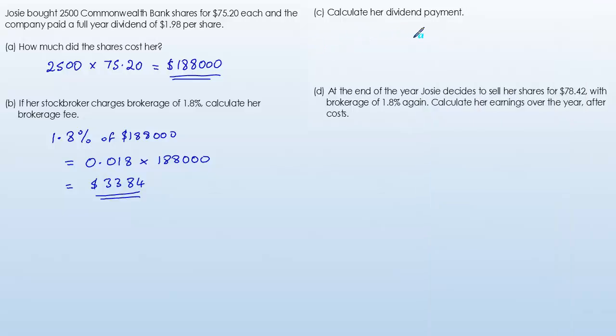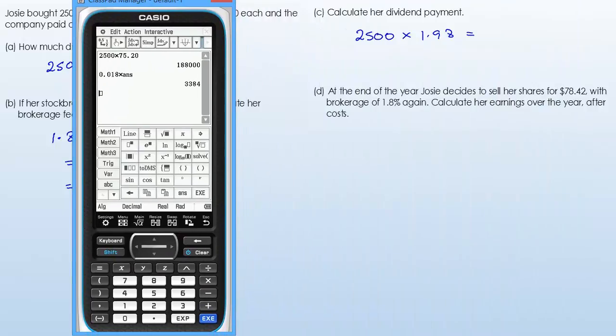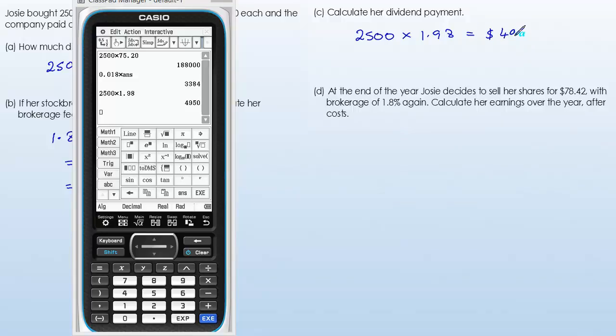We now want to calculate her dividend payment. We're told the dividend is $1.98 per share, and she has 2,500 shares. So it's just going to be 2,500 times $1.98. So 2,500 multiplied by $1.98, and that's $4,950.